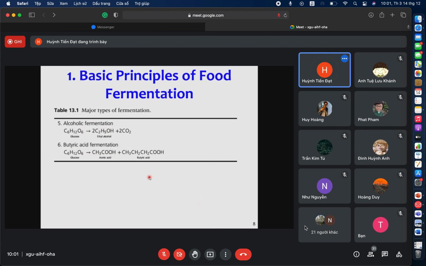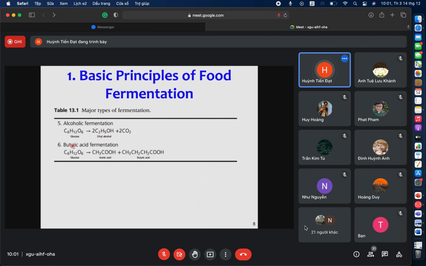So the fifth mode of fermentation, which is very popularly applied in industry as well, is alcoholic fermentation. They convert glucose into ethanol. This one is done by yeast.